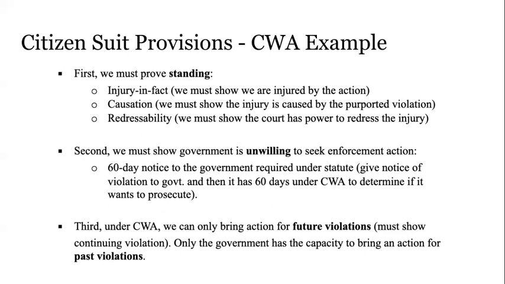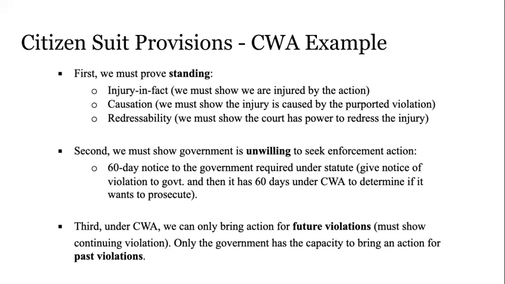Here's an example, and I've copied and pasted this out of some of the written lecture notes for the students that are in the course. But as far as citizen suit provisions, the Clean Water Act example, here's generally speaking how you go about a citizen suit in the Clean Water Act.